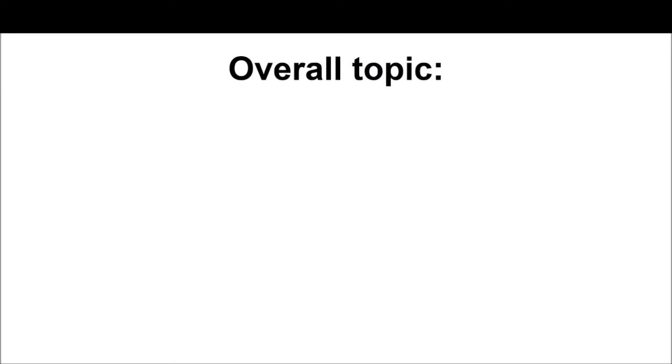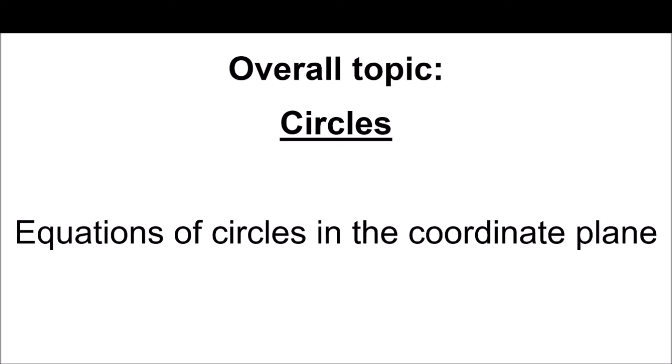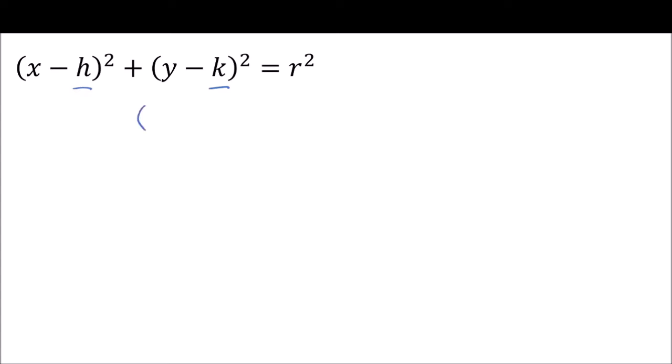Hello everyone. So in this lesson we're going to continue with the overall topic of circles and the specific topic of equations of circles in the coordinate plane. So let's recap real quick. In the previous lesson we learned that there's this general equation for circles in the coordinate plane. So x minus h squared plus y minus k squared equals r squared, right? And remember how this works. Remember, h and k give the coordinates of the center, right? The center of the circle, so h, k, and then r is the radius of the circle.